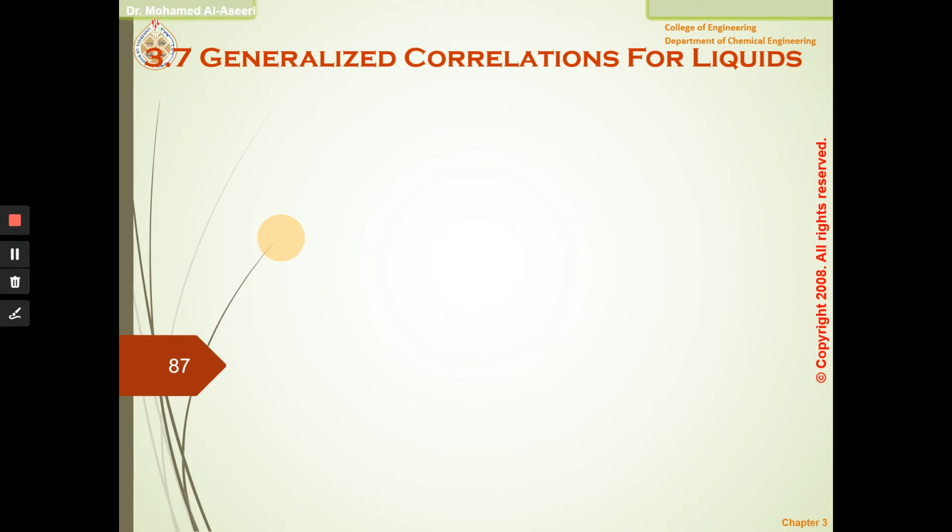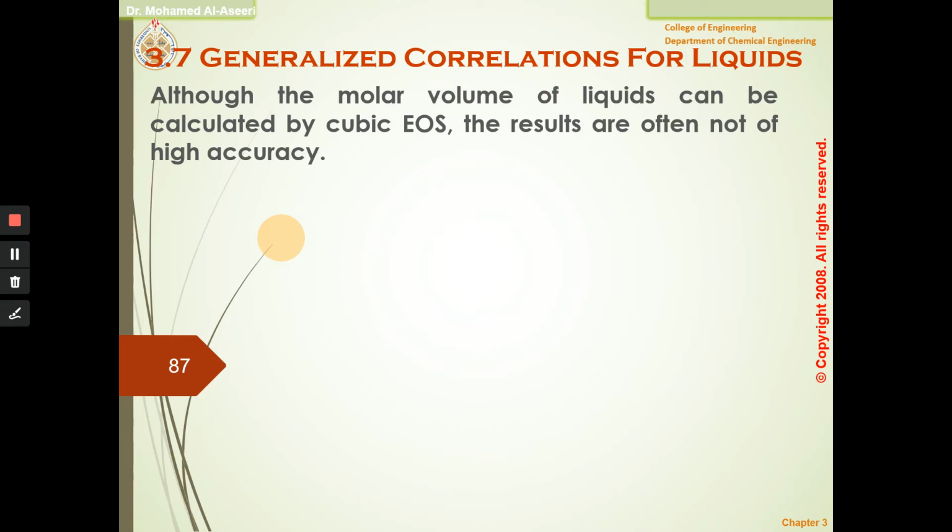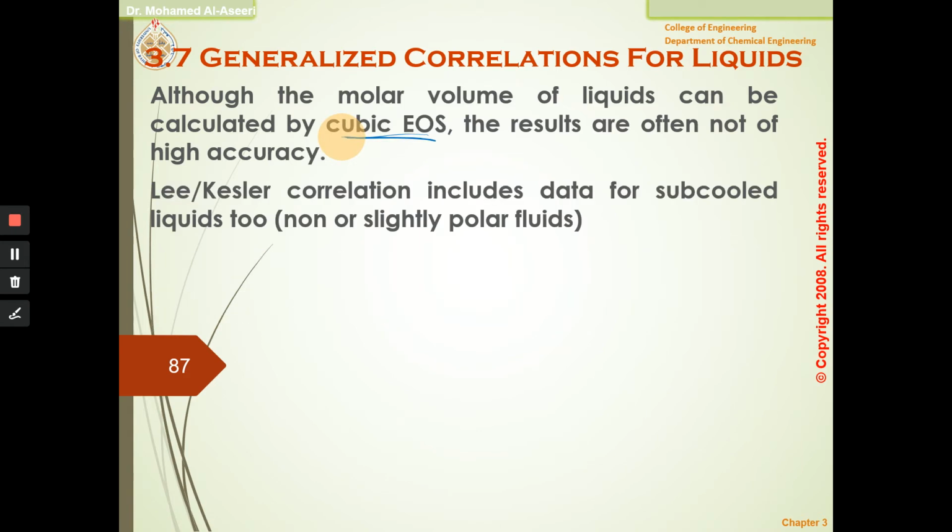Here, the generalized correlation for liquid. I will start with other methods, but I want to remind you here that yes, we can use a cubic equation of state, and it gives high accuracy, as we mentioned before. And this information maybe you haven't seen before: the Lee-Kesler correlation can still be used for liquid. That is, using Z is equal to Z naught plus omega Z1 can also be used for liquid. It is supposed to be for non or slightly polar fluid, as we already mentioned before. The word fluid means it can be liquid or it can be vapor.